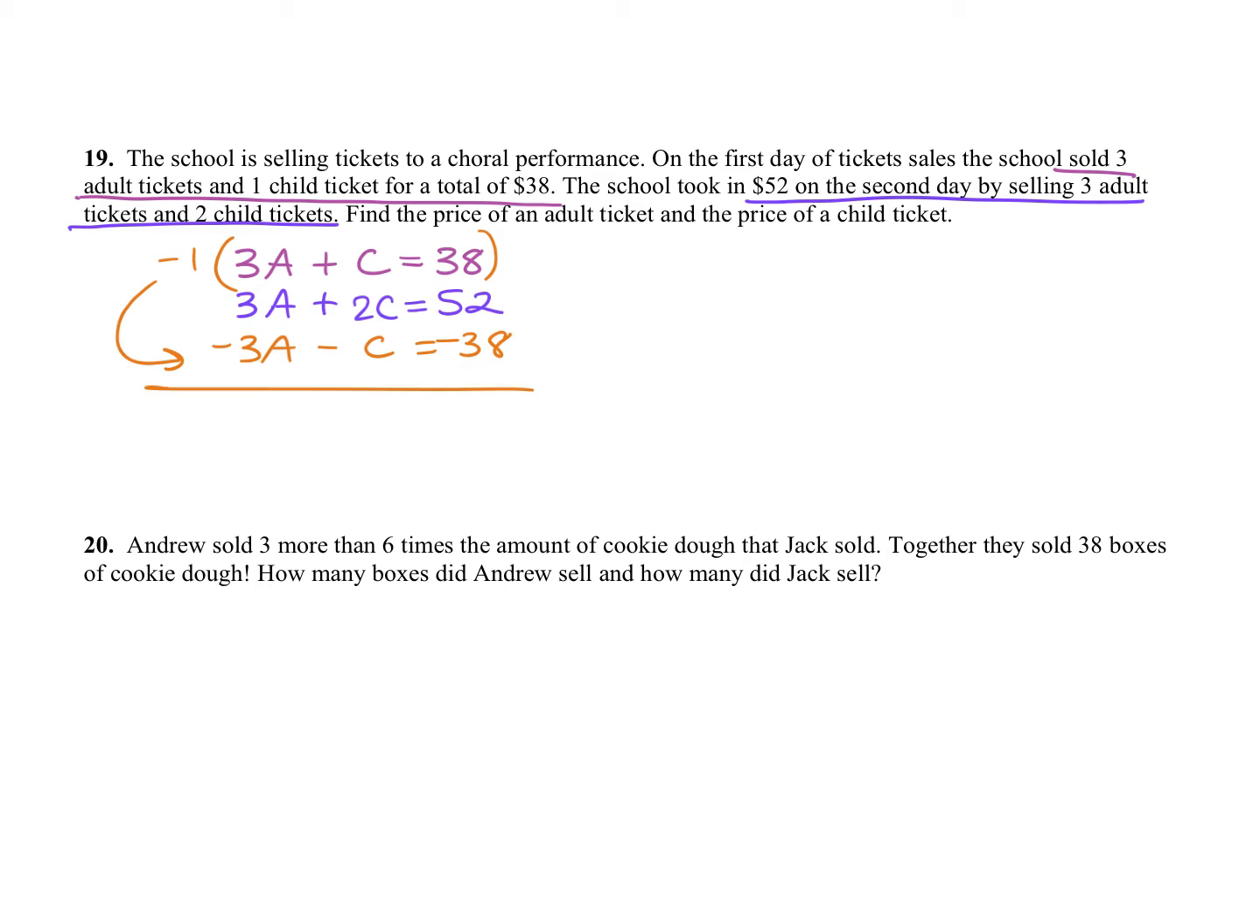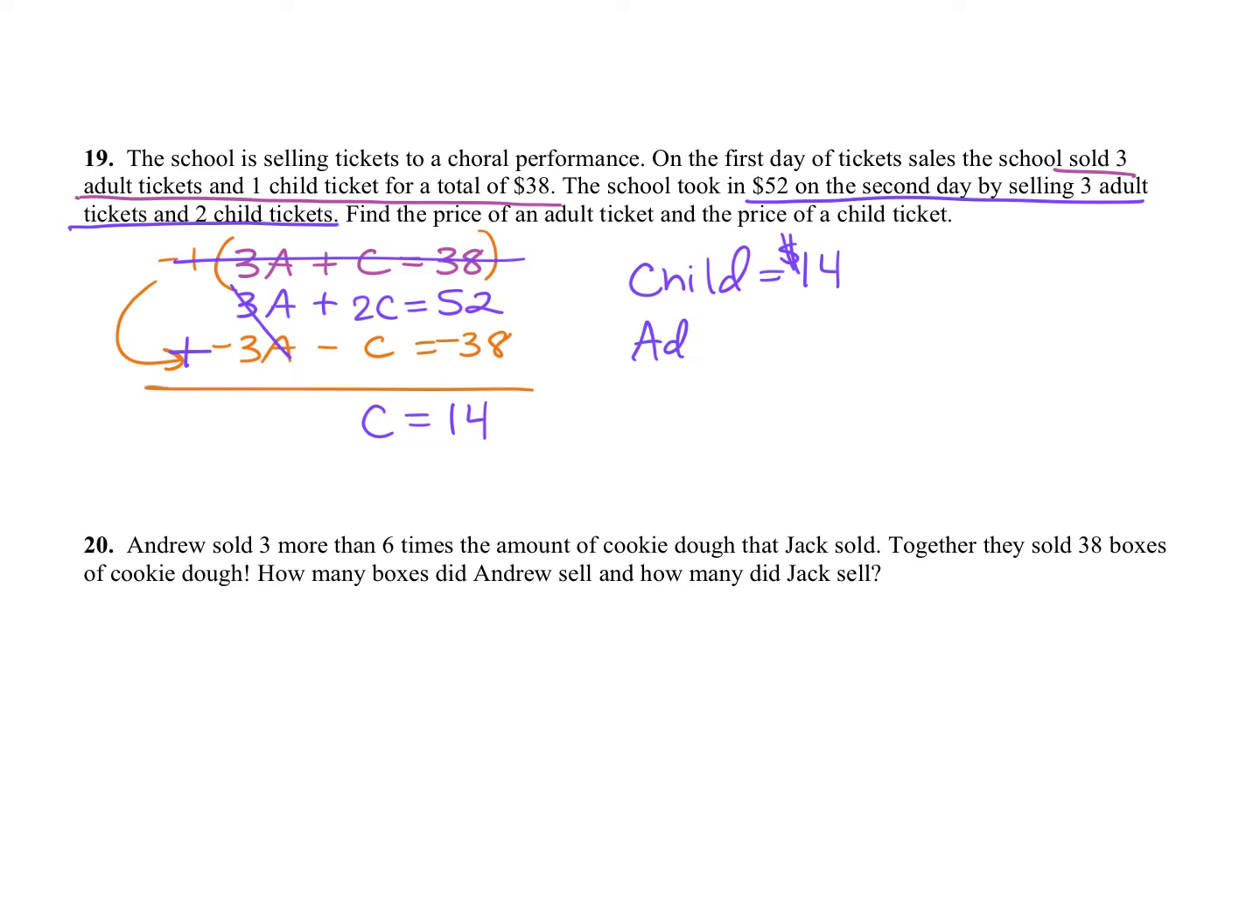Okay, and then we're going to add those together. So now I'm just essentially ditching that top one. So 3a plus a -3a is 0. 2c plus a -c is c. And 52 plus a -38 is 14. Okay, what does that mean? The price of a child ticket is 14. Yes, so you can just say a child is $14. Like, that's great. If you just write that for me, I'm good with that.